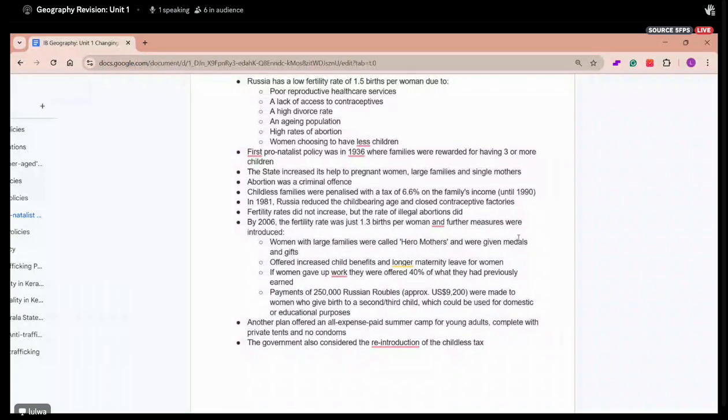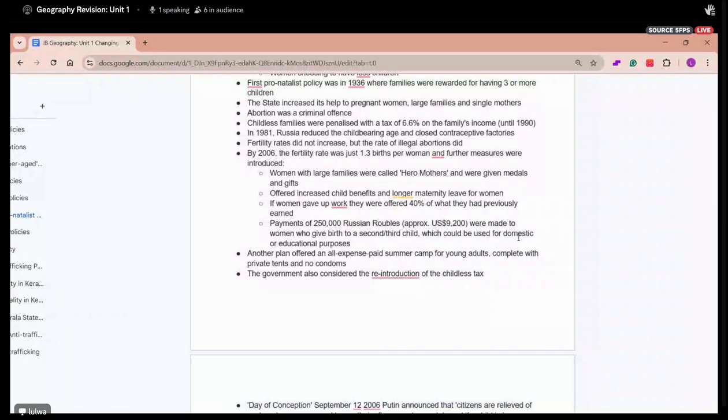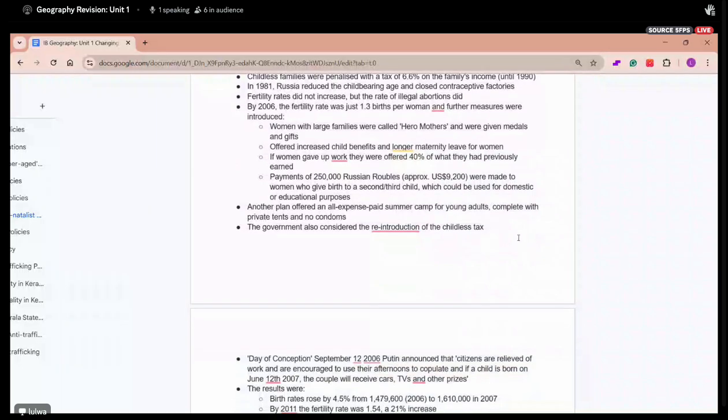And in 1981, Russia reduced the childbearing age and closed contraceptive factories. So fertility rates did not increase, but the rate of illegal abortions did, so it backfired a lot. And another plan offered an all-expense paid summer camp for young adults, complete with private tents and no condoms. So the government tried to reintroduce the childless tax as well. So they tried a lot.